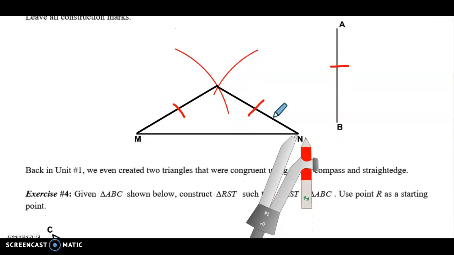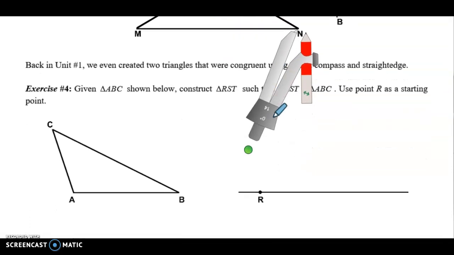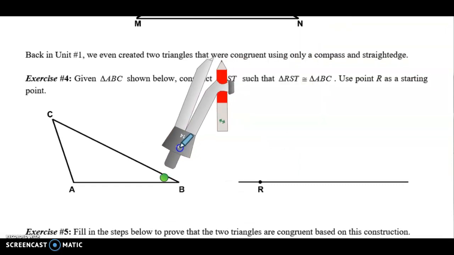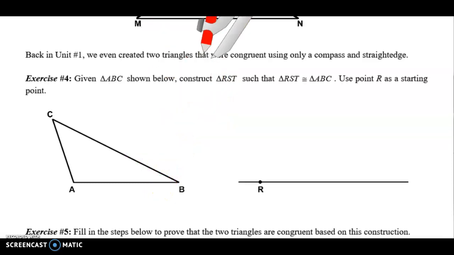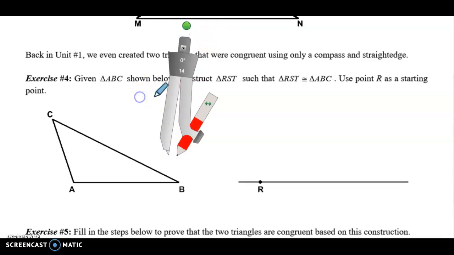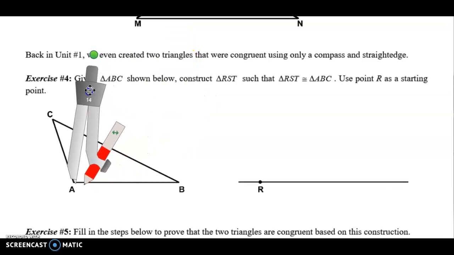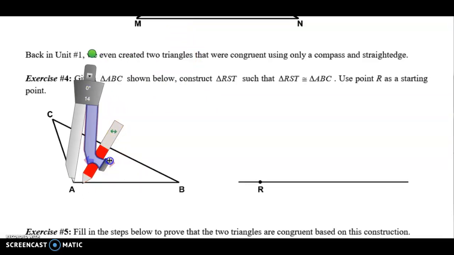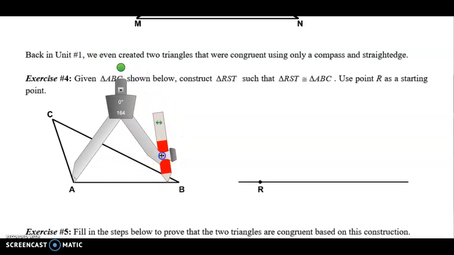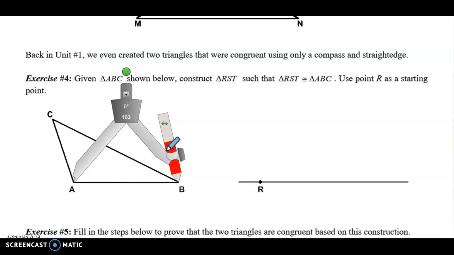In exercise 4, I'm given triangle ABC. I'm going to construct RST such that the triangles are congruent. Now, the easiest way to do this is to make them congruent by side, side, side. We just talked about congruent triangles in Unit 3, and you know there are other ways to prove triangles congruent, but the easiest way to do a construction is side, side, side. You haven't learned how to construct an angle. You are going to learn how to do that, but it's a harder construction.